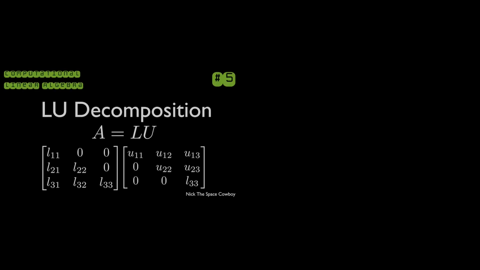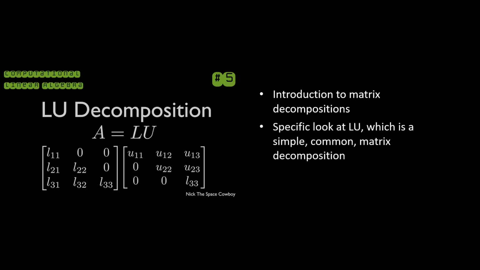And speaking of matrix decompositions, episode 5 was on the LU decomposition. This is meant to just be an introduction to the matrix decompositions that we're going to get more in depth into. And this is more of a specific look at the LU decomposition, which is a very simple, common matrix decomposition that's used all the time, and actually it utilizes the really great configurations that we talked about in episode 2, the lower and upper triangular matrices.